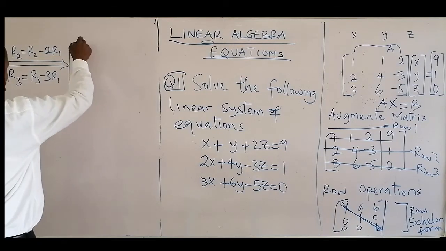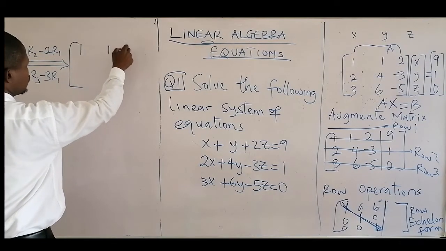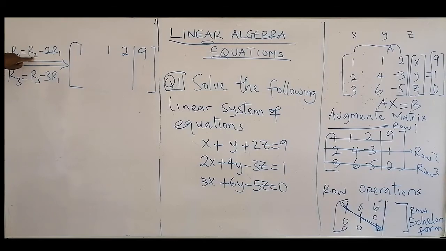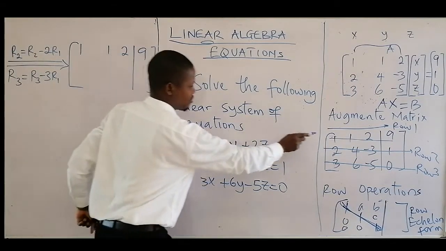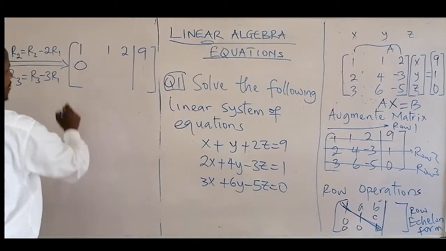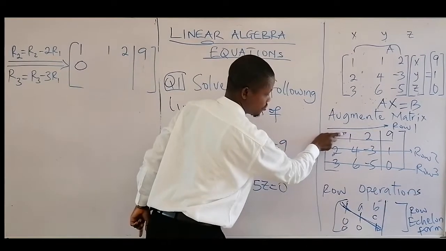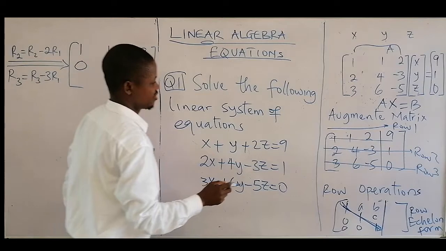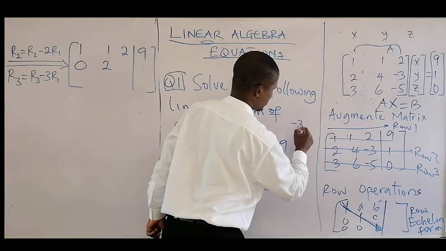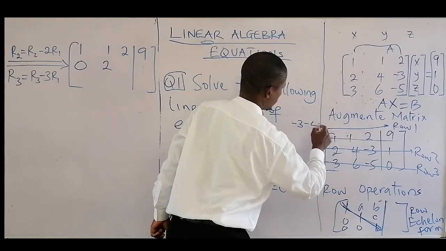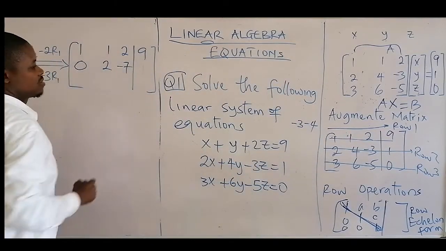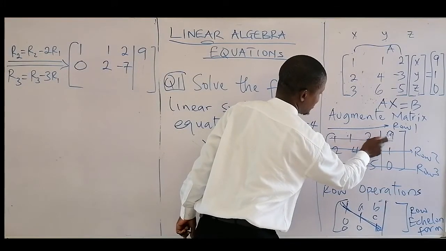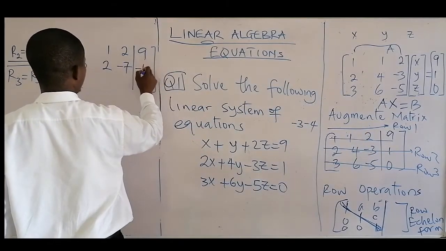Let's do that. The first one is my reference point. It's not changing: 1, 1, 2, and in the augmented matrix, 9. Row 2 minus 2 times row 1: this one times 2, so 2 minus 2, that's 0 here. Also, this is 4, minus row 1 times 2, so 4 minus 2, this will be 2. Then this one is minus 3, so minus 3 minus 2 times 2, that's 4, so that will give me minus 7. Then I have 1 here, this one times 2 is 18, 1 minus 18, that's minus 17.